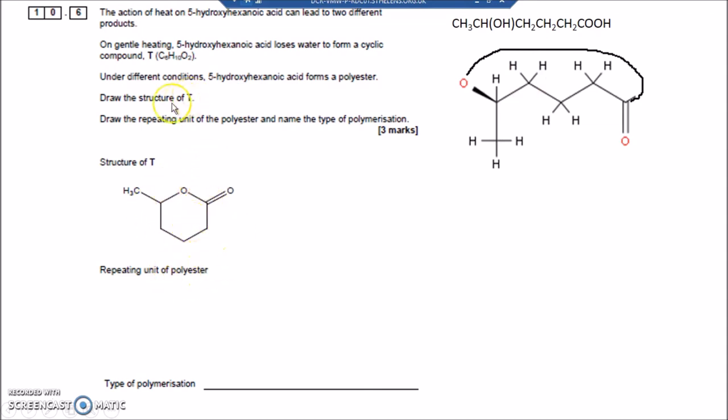A polyester, so it says draw the repeating unit of the polyester and name the type of polymerization. So instead of going round in a circle, they could just add on in a long line. So here we go, I've drawn it again, and now I've drawn it again without the OH of the carboxylic acid and without the H of the alcohol. But instead of joining around in a circle, these could just join onto each other in a big long chain.